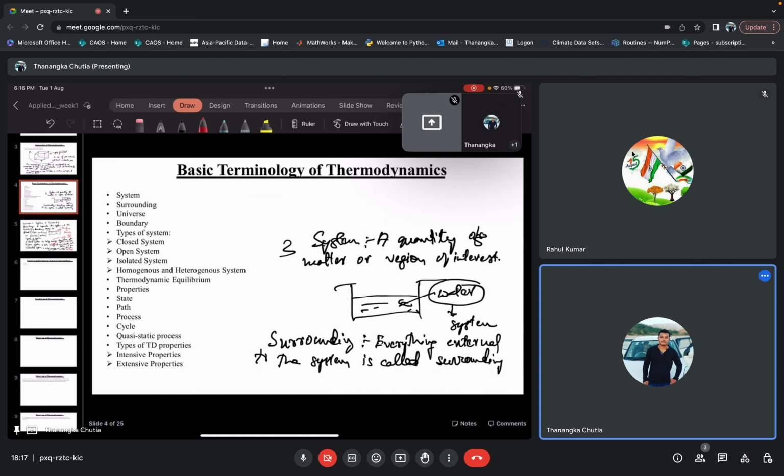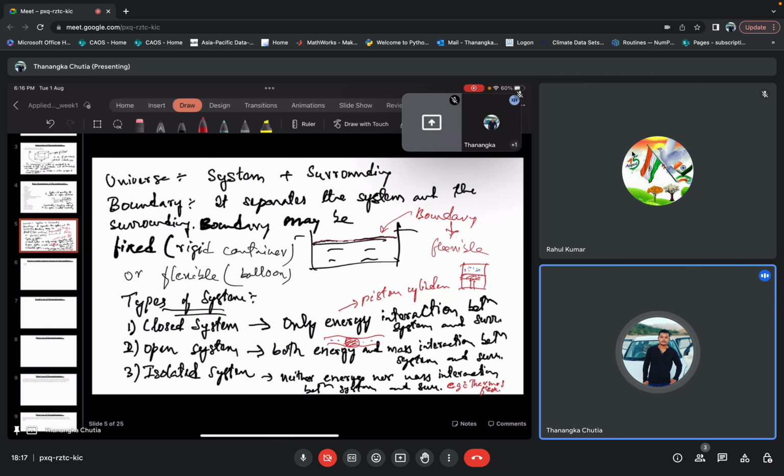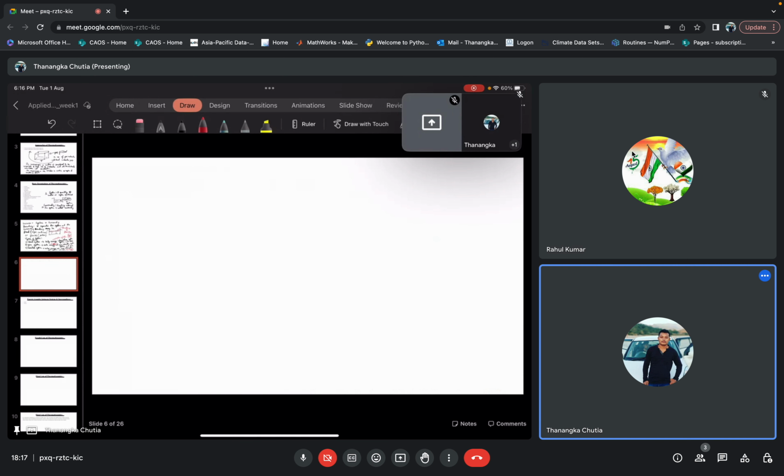Okay, now there is another thing, like homogeneous and heterogeneous system. So now what is basically a homogeneous system and what is basically a heterogeneous system?